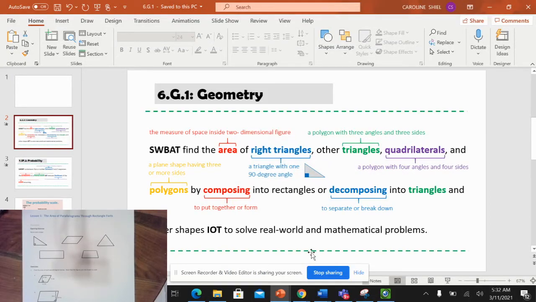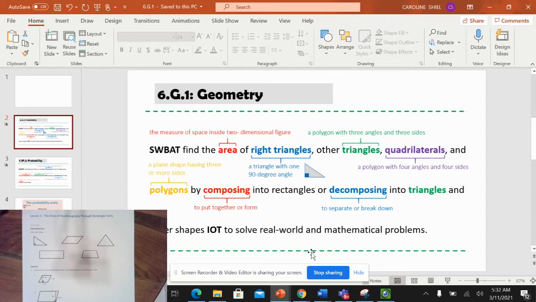All right, so we are getting into our geometry unit. Here's our objective. Students will be able to find the area of right triangles, other triangles, quadrilaterals, and polygons by composing into rectangles or decomposing into triangles and other shapes in order to solve real-world and mathematical problems. So quite a few new words here, some brand new, some you've heard before, like last year in math.